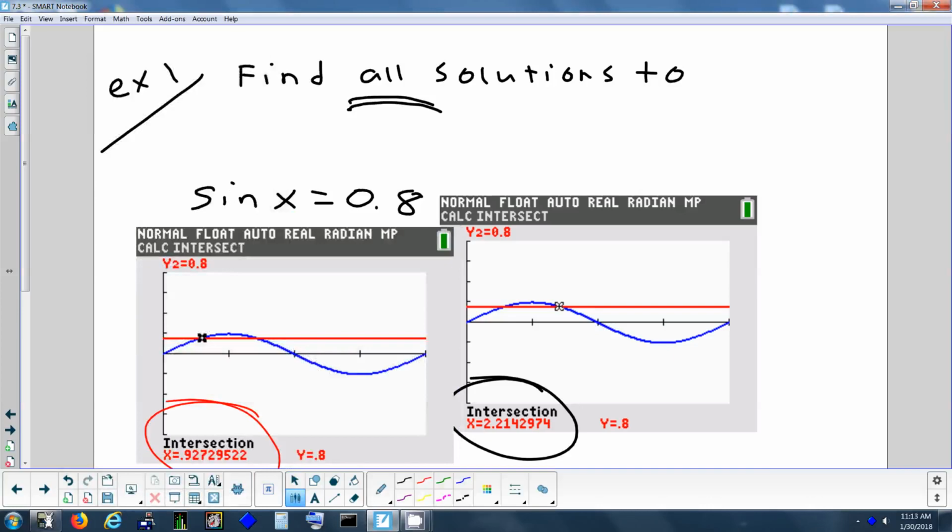But did we answer the question? It said find all solutions. Did I find them all? Anything, Kelvin? No, how many did I find? 2. I found the first two positive ones. But remember that wave is going to come back up in a second, and it's going to intersect again.